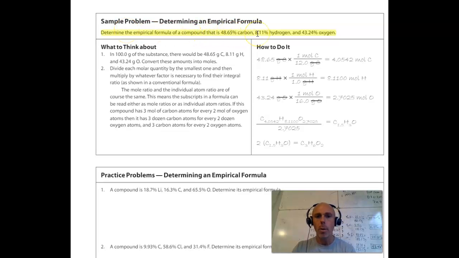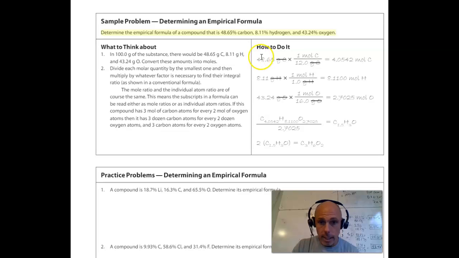carbon, 8.11% hydrogen, and 43.24% oxygen. Remember, those are by mass. You could also, in a problem like this, just be given the masses of each element as opposed to their percent composition, and you would solve it the same way. If we're given a percent composition, which in this case we are, we just assume we've got 100 grams of the compound. Because if you've got 100 grams of the compound, then each of those percentages by mass become grams.